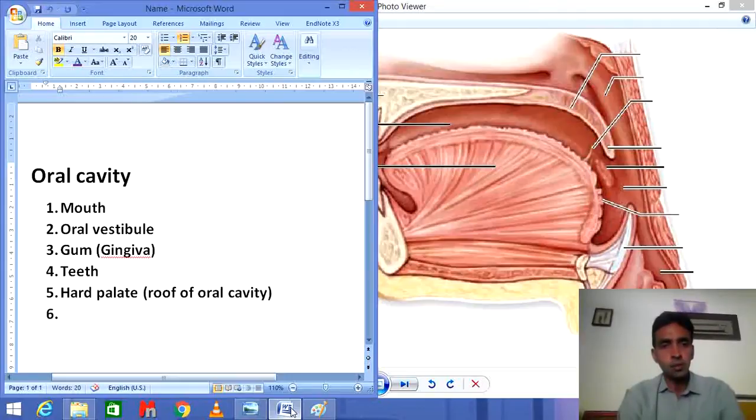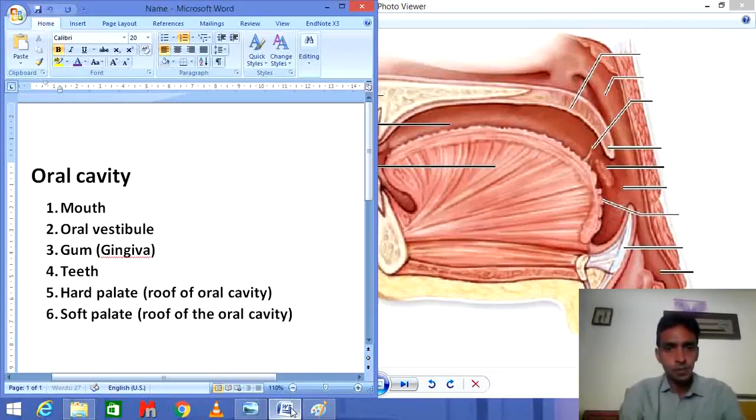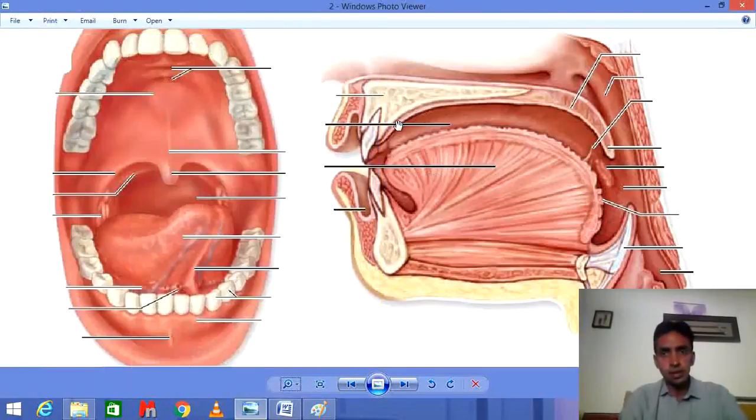And then after the hard palate, there is the soft palate. That also represents the roof of the oral cavity. The area from this point to this point is called the hard palate. You can detect the hard palate with the help of your tongue.